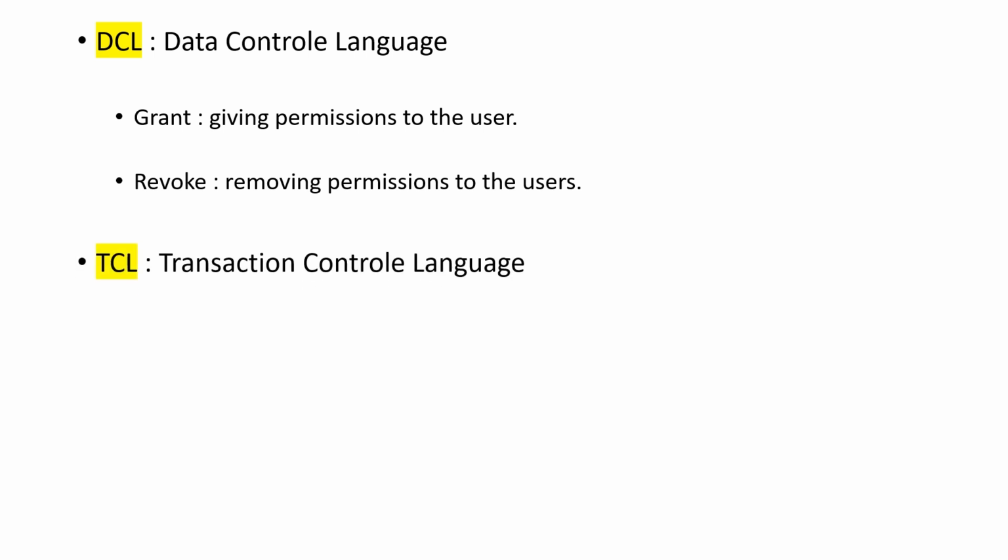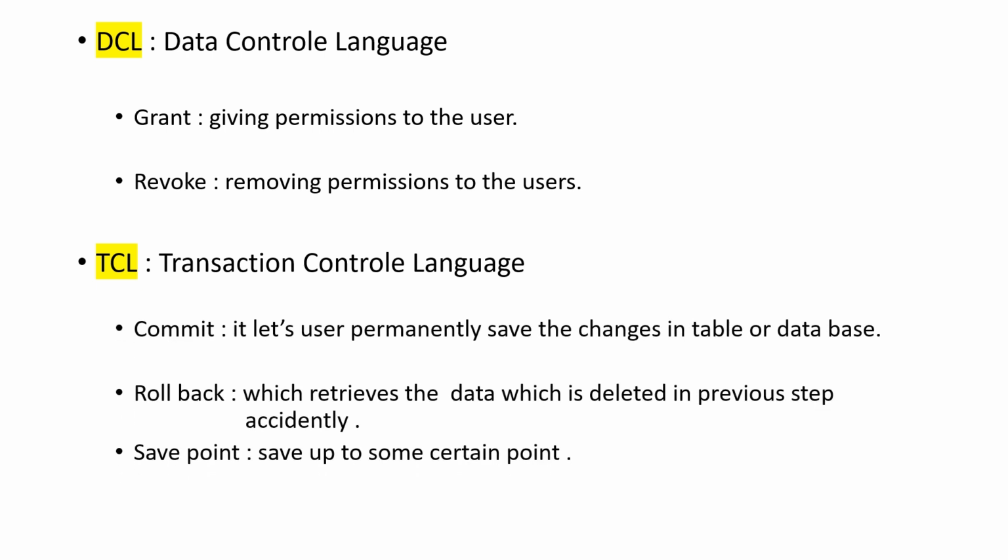And the transaction control language. These are also not useful in real life. There are three commands in transaction control language. First one is commit. It lets user permanently save the changes in table or database. So by using commit, we're gonna save the changes that are made recently.